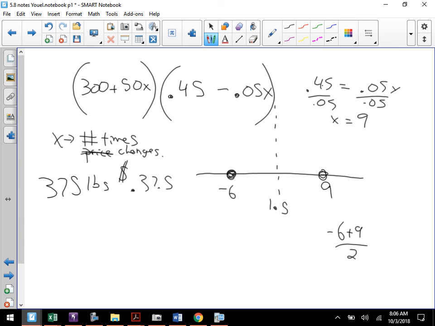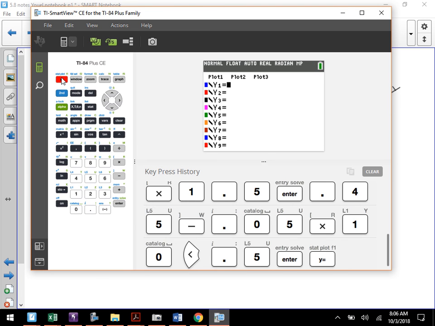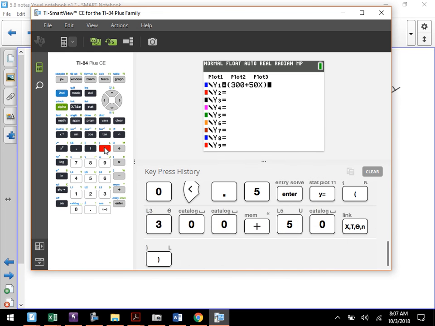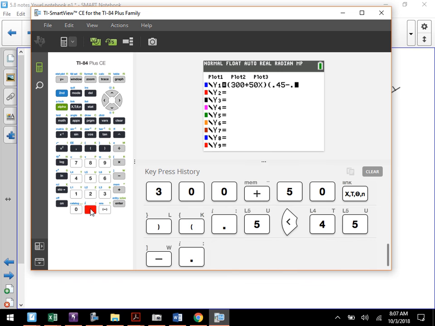So another thing that you can ask on something like this is, at what price do you sell so many pounds? That's when you would use your table. Now, we know what our function was. It was 300 plus 50x, and it was 0.45 minus 0.05x. I know that's what my function was. That's what we wrote out to begin with.